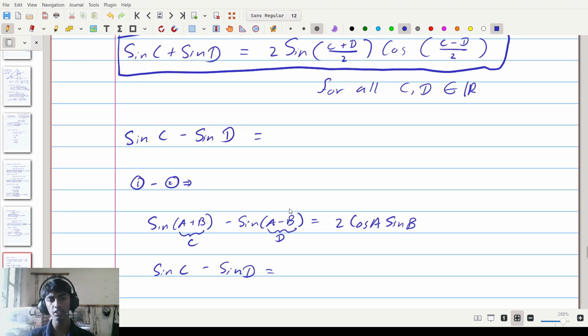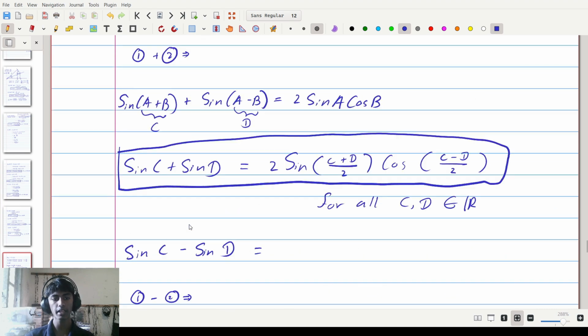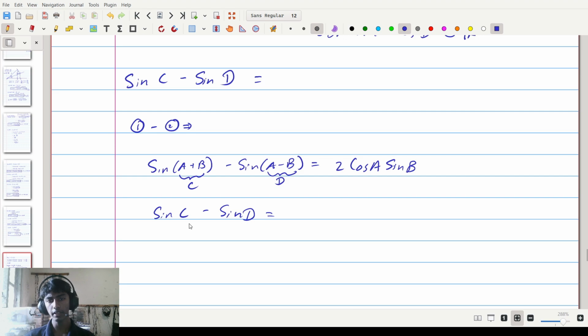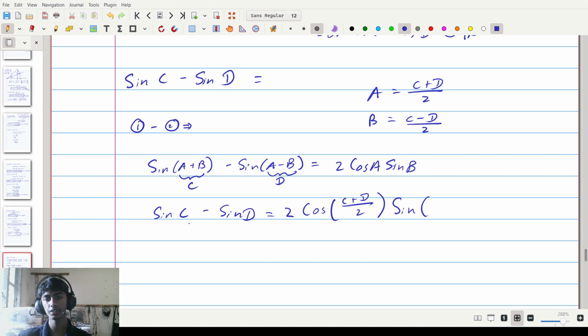So you will see these two are the exact same equations that we had earlier. A plus B is equal to C and A minus B is equal to D. So in this case, we already know the two substitutions we need to make, so I'm not going to actually go through the steps to derive it. A is equal to C plus D divided by 2 and B is equal to C minus D divided by 2. So substituting this into this equation here, we can see that this is 2 cosine of C plus D divided by 2 times the sine of C minus D divided by 2.